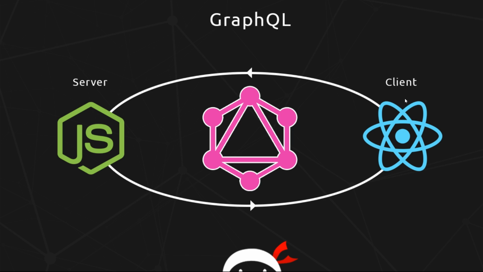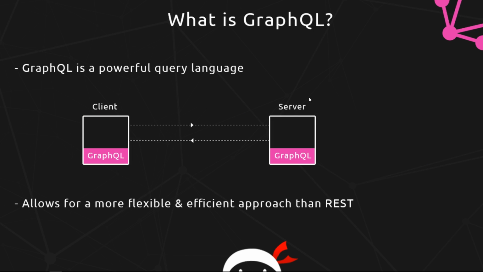So what exactly is GraphQL anyway? Well, basically, it's a very powerful query language used to communicate data between a client, the browser, and a server. And it allows us to structure data-driven applications in a much more flexible and efficient way than a RESTful approach would. So imagine that we created some kind of RESTful API for a website which displays books and authors.